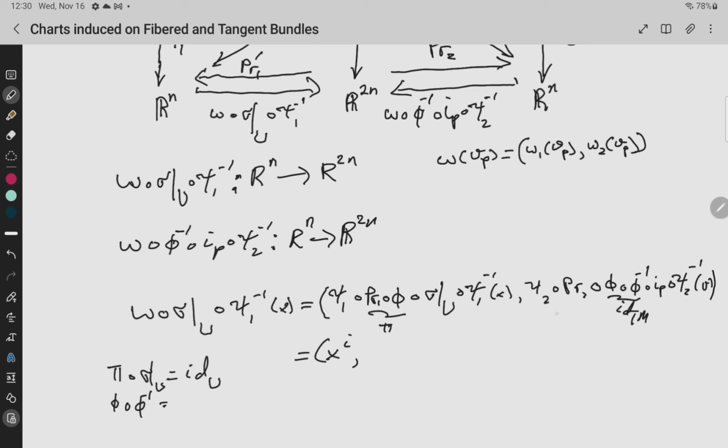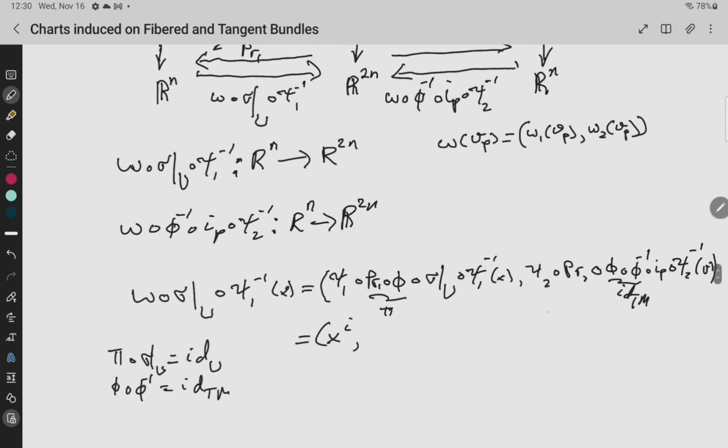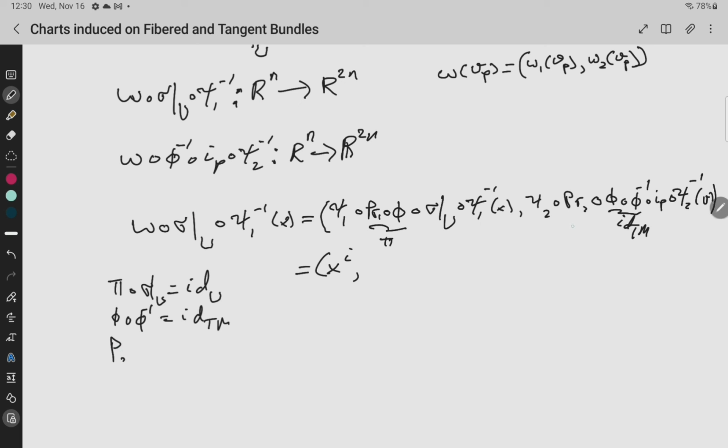And then what I have left here is psi 2, so that should collapse to, let's see, P2 composite the insertion map i_P. So that should give you an identity too. And then of course psi 2 composite psi 2 inverse should collapse, so that should give you just V, which is the components of the velocity on the right hand side. So the only thing you have left is V^i.